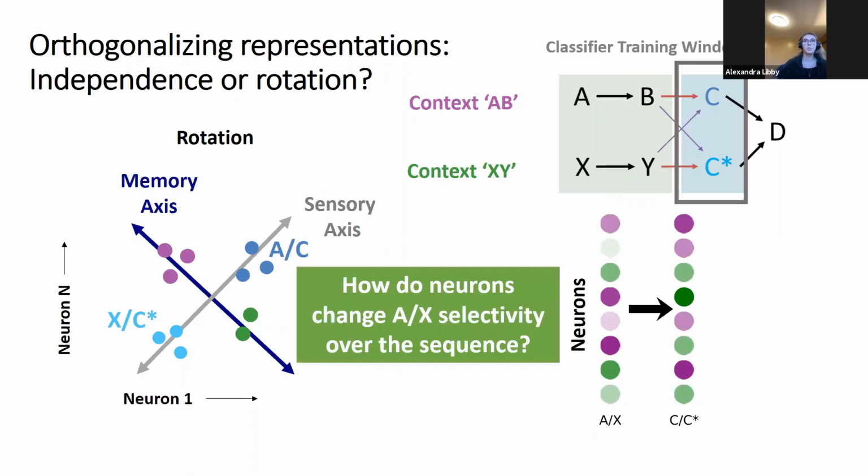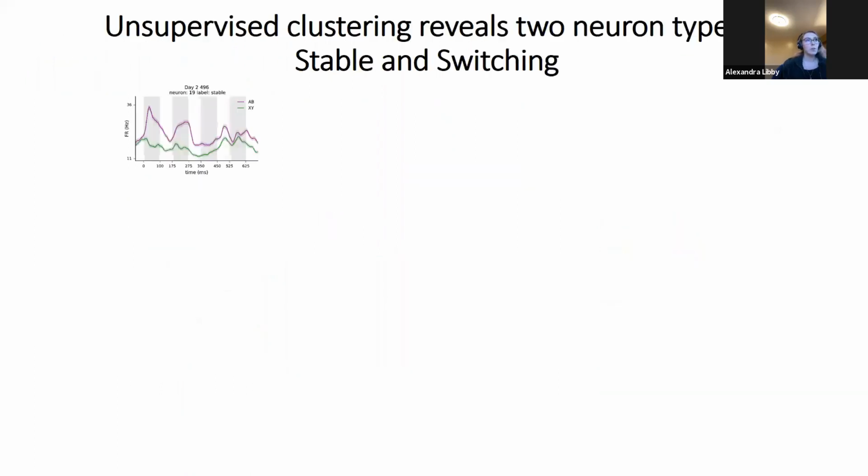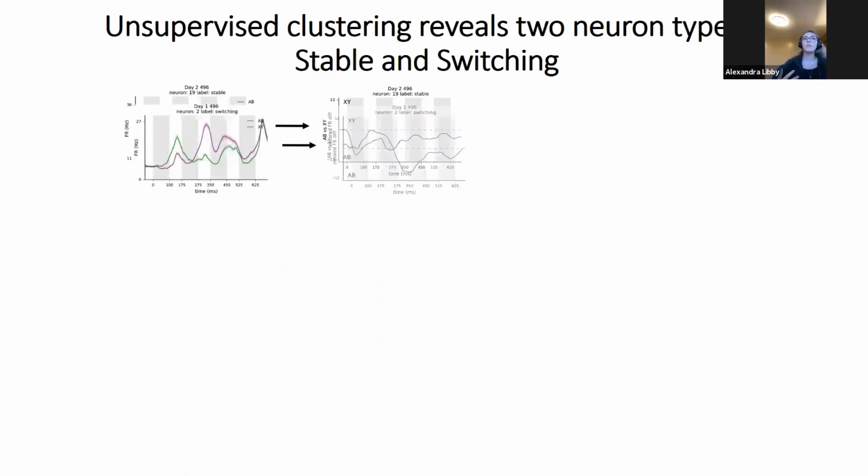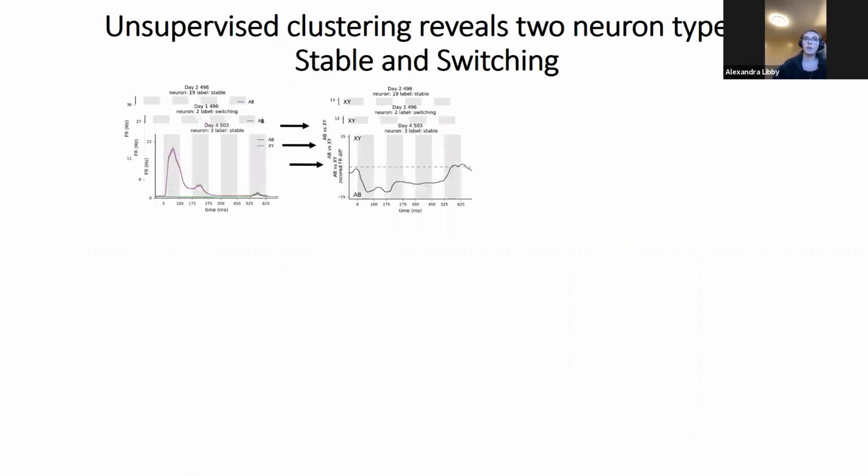So the next question is, we just want to look at the neural activity and understand how neurons change their selectivity over time. So what we do is we look at any given neuron and their firing rate response to A, shown in purple, and X, shown in green. And from this, we can calculate a z-scored firing rate difference. And so this basically tells you the selectivity or the preference of the neuron at any given moment in the sequence. So for example, this one prefers A throughout the sequence. And we can do this for all of the neurons that we recorded across all of our animals.